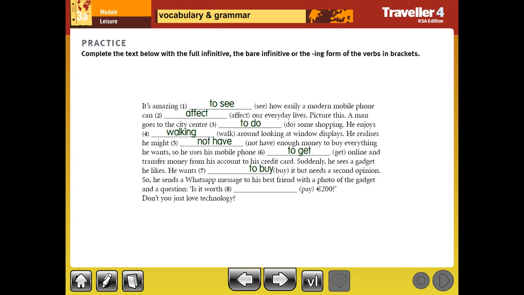Go to number 8. It's worth. يستحق. يساوي. يستحق. It's worth. زي don't mind. It's no use. How about? هذه الاكسبريشنز التعبيرات يتبعها verb. Is it worth paying 200 euros? فإتس worth يتبعها verb.